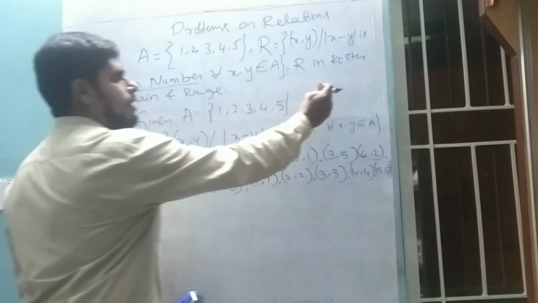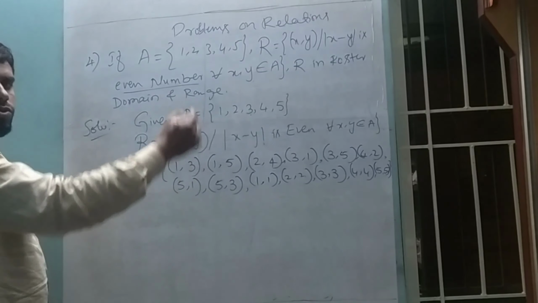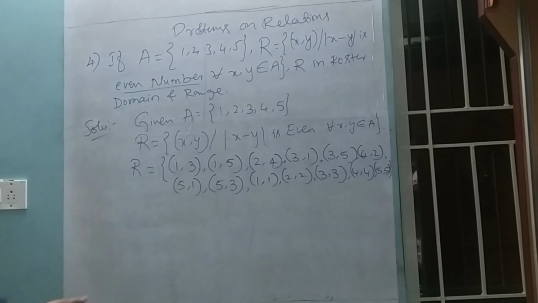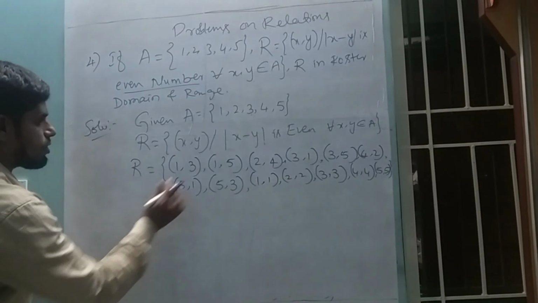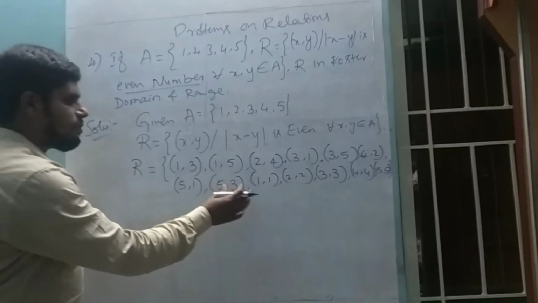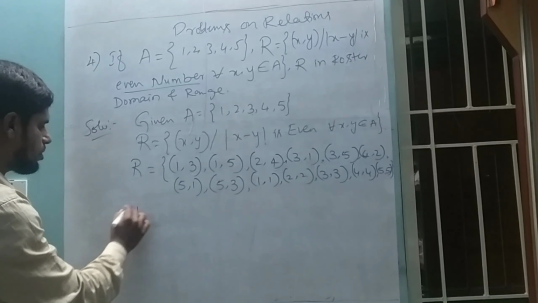And like that, any number that comes before an even number is considered an odd number. Like 1. 1 comes before 2, so 1 is an odd number, 2 is an even number. So these are the elements in my relation. With the help of this roster form of relation, I should find its domain and range.